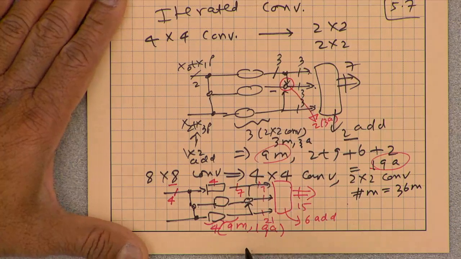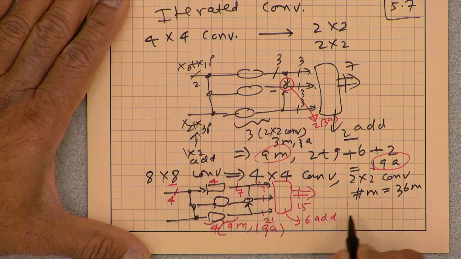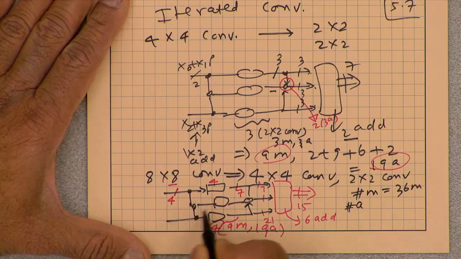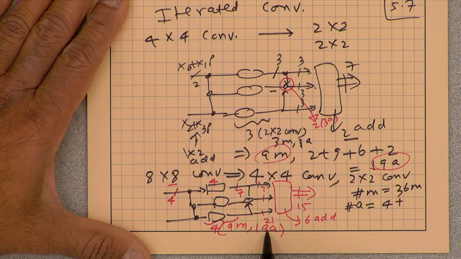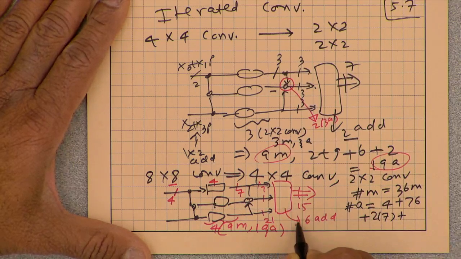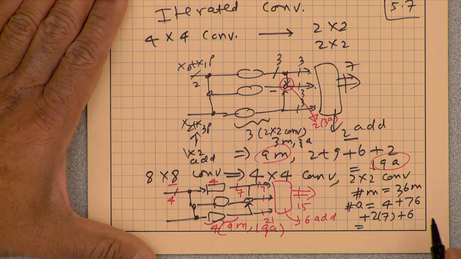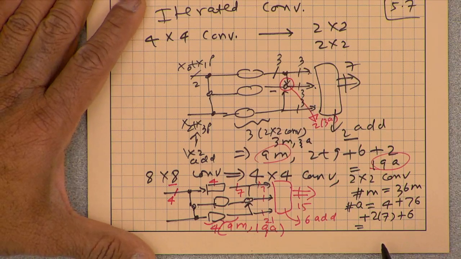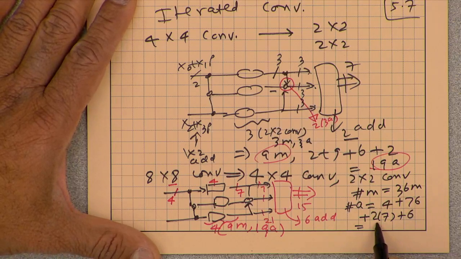And what's the total number of add? This one here that looks like one add is really 4 adds, because that's 4 things being added, that's a degree 3 polynomial. So that's 4 plus 4 times 19, 76, plus 2 times 7 plus merging of 6. So that's 80 plus 14 plus 6. Let's make sure I didn't miss anything. 20 plus 80, exactly 100 adds.